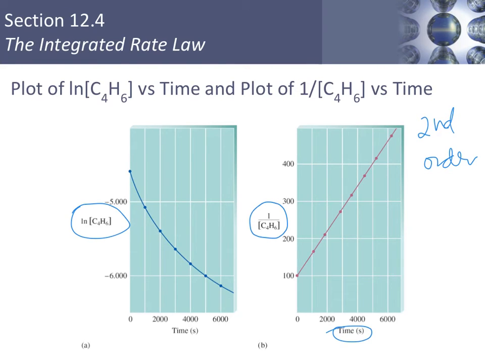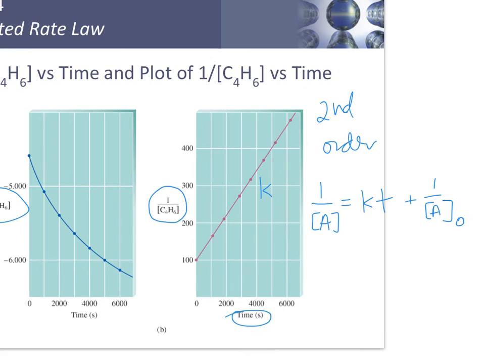And so this is not first order, this is second order. Slope is equal to k, the rate constant, and once you know the slope, you can substitute that in. We know the initial concentration, and then you can look at any time and solve for the concentration.